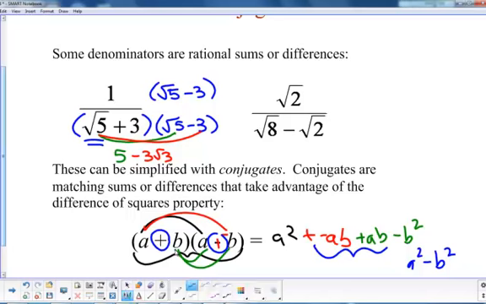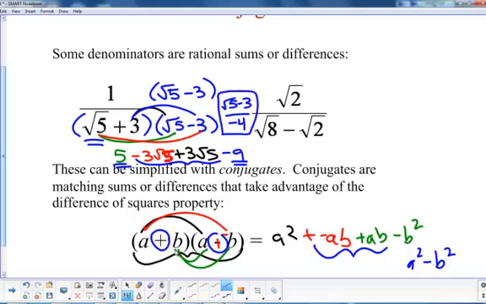And then we have our positive 3 root 5. Holy cow. Looks better. And then we have our 3 times our negative 3, which is our minus 9. So the entire denominator, this cancels. 5 minus 9 is negative 4. And the numerator, we would just have root 5 minus 3. That would be our answer. Nothing can cancel. Taking that into consideration, let's look at root 8 minus root 2.